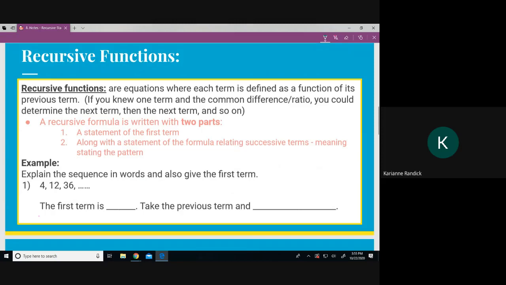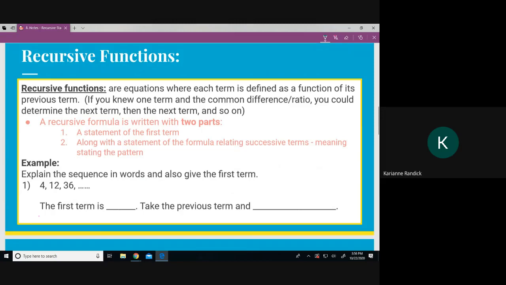So with the recursive formula, it's written with 2 parts. You have a statement of your first term, and then you also have a statement of the formula relating successive terms. In easier words, it's along with a statement of the pattern. So what are you doing each time? You're adding, subtracting, multiplying, or dividing. So you state the first term, and then you talk about the pattern.